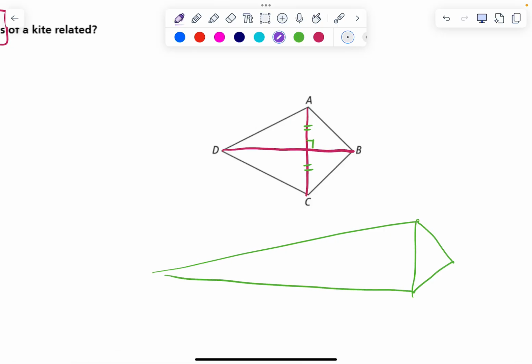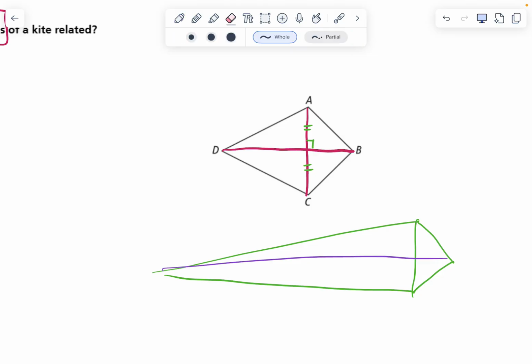And just picture, like, there's no way that's bisected, right? So I'll give you this little piece of advice. If you ever get stuck on properties, sometimes it helps to draw an exaggerated version of the shape. So I just drew an exaggerated kite, and it made it super clear that the long diagonal is not bisected, not even close. Okay.